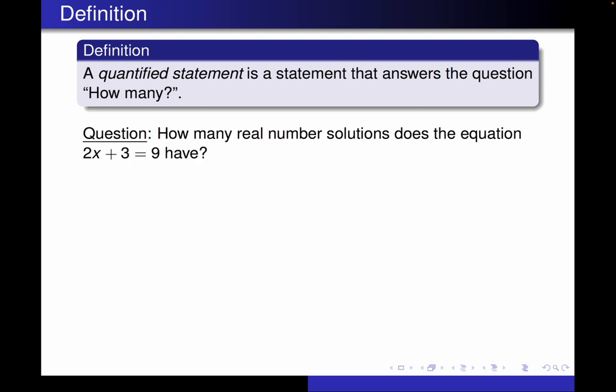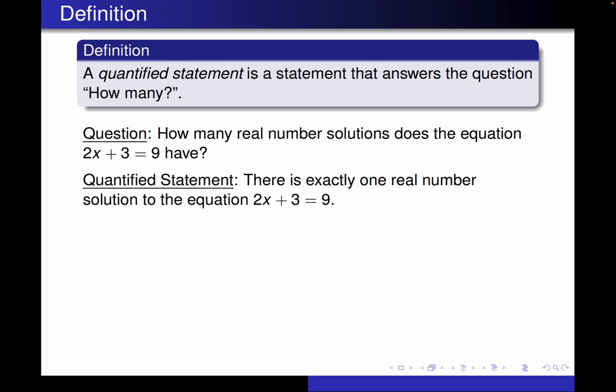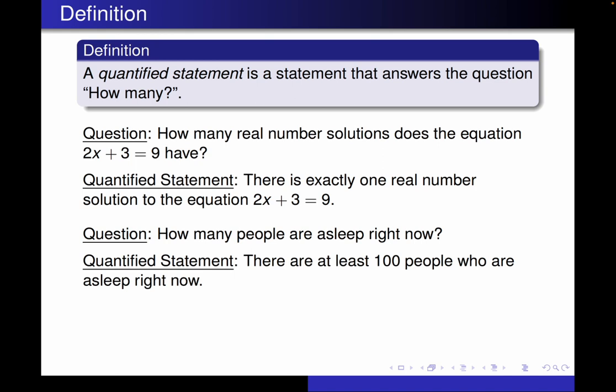So for instance, if I want to ask how many real number solutions does the equation 2x + 3 = 9 have, the answer might be the quantified statement, there is exactly one real number solution to the equation 2x + 3 = 9. If I ask the question how many people are asleep right now, maybe I don't have to give an exact number or an exact quantity for that. I could say something like, there are at least 100 people who are asleep right now. It is still a correct answer to that question.